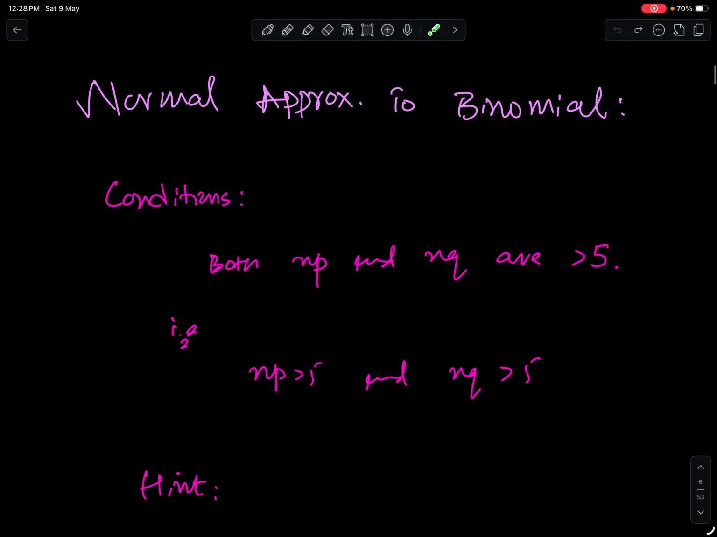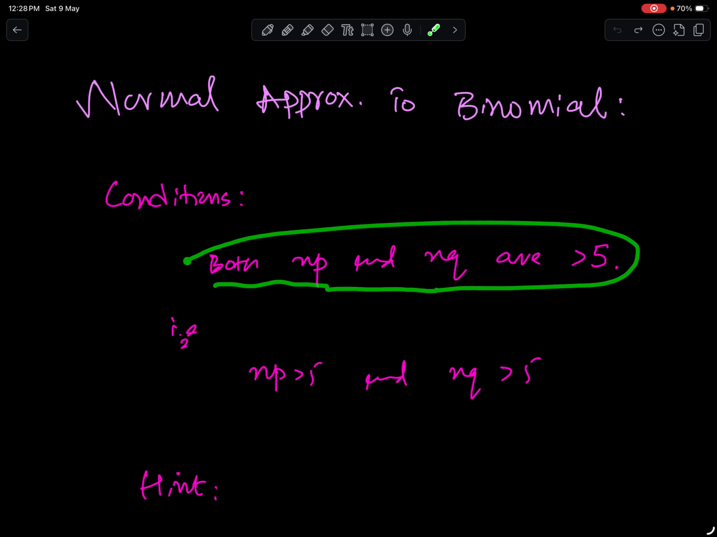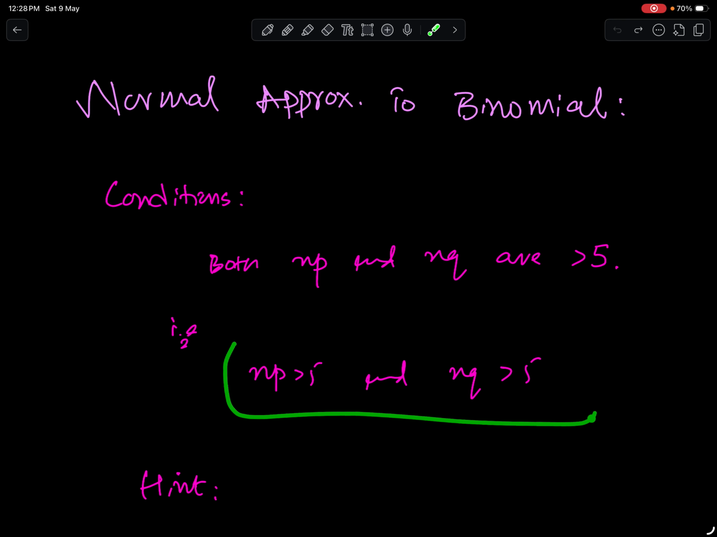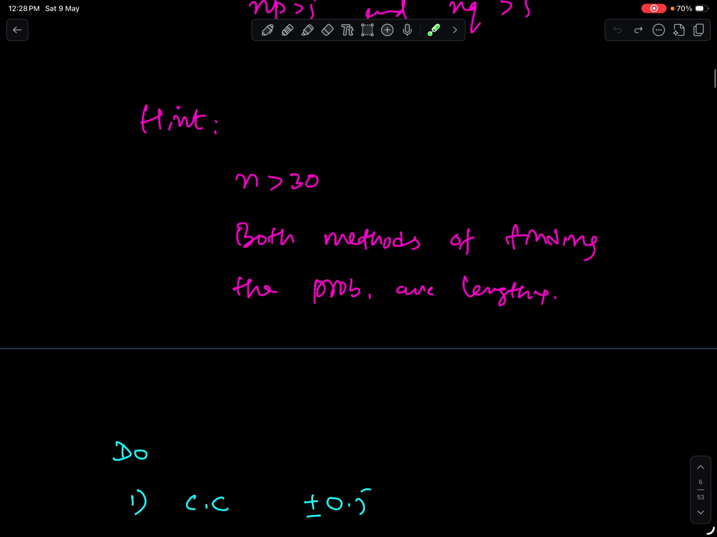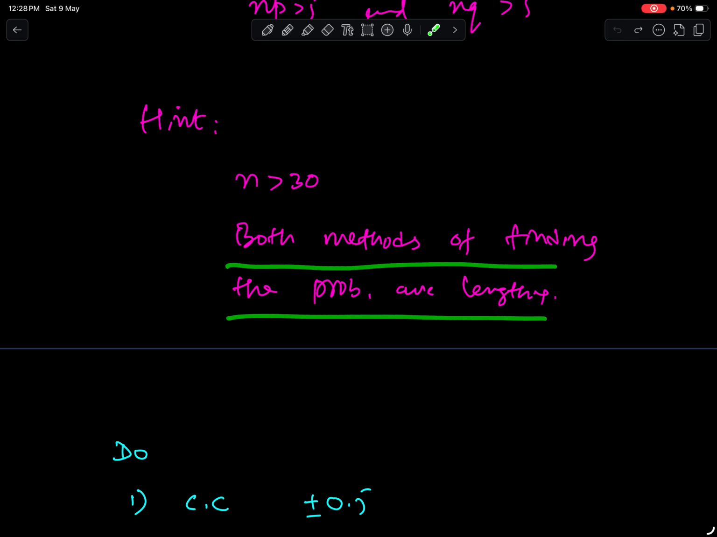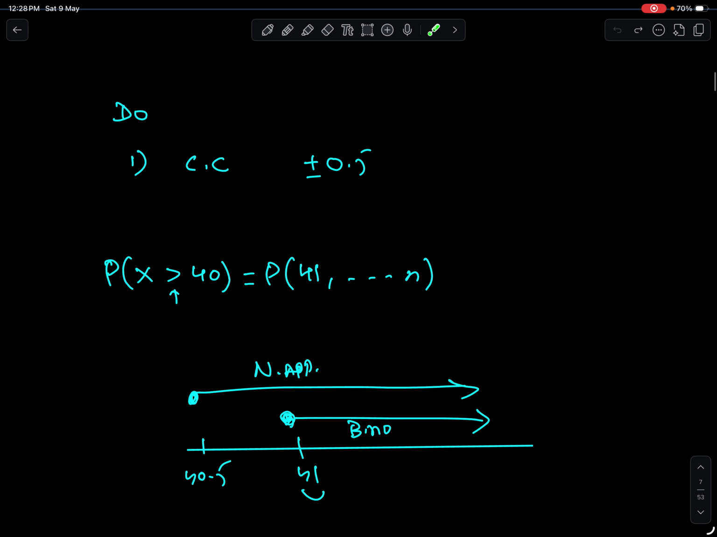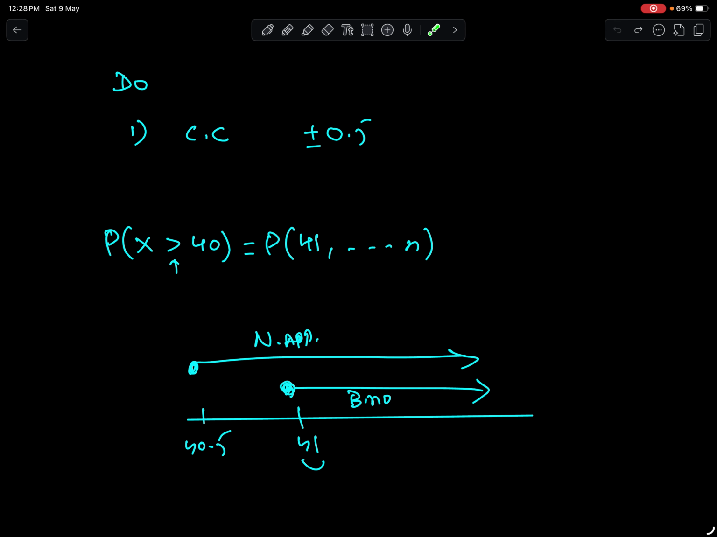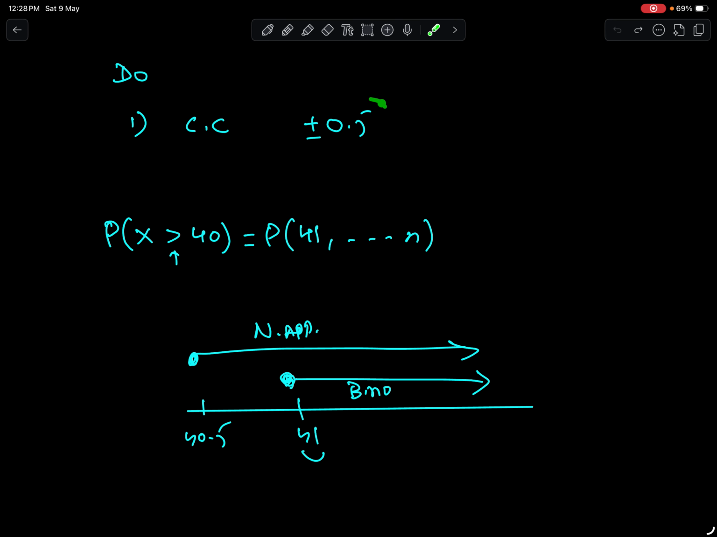Normal approximation to binomial distribution. Condition: there is just one condition. Both np and nq are greater than 5. Write in this way: both np greater than 5 and nq greater than 5. Hint: both methods of finding the probability are lengthy. If both methods are lengthy, then we use normal approximation. And we do continuity correction as well, which is the correction of plus minus 0.5. And for that, we use number line.